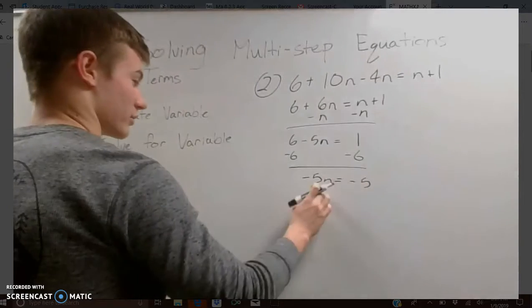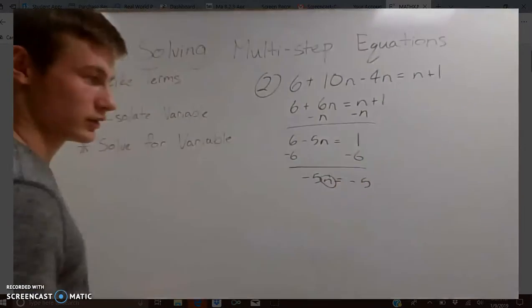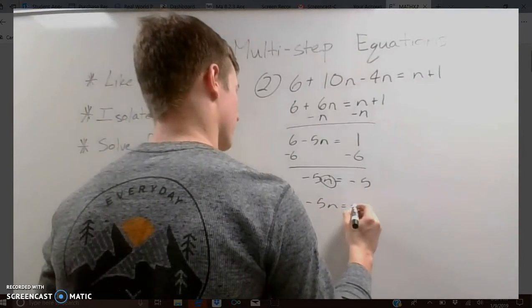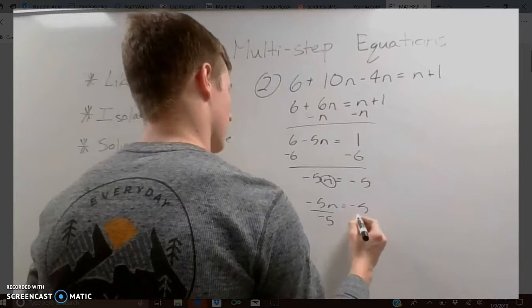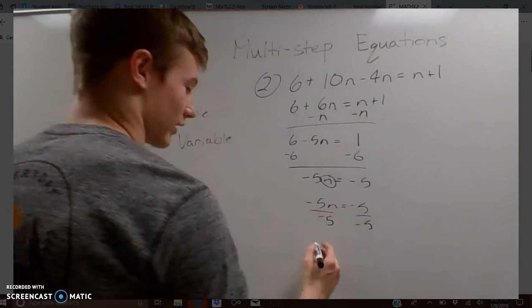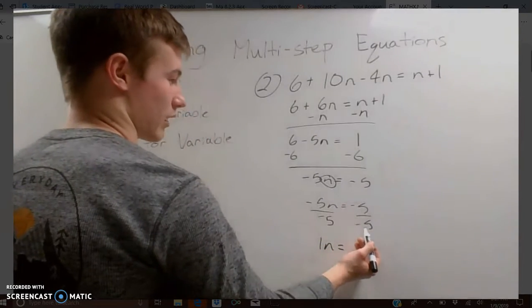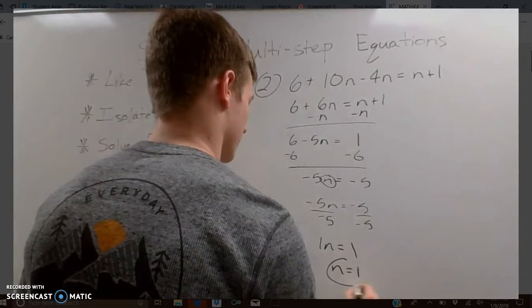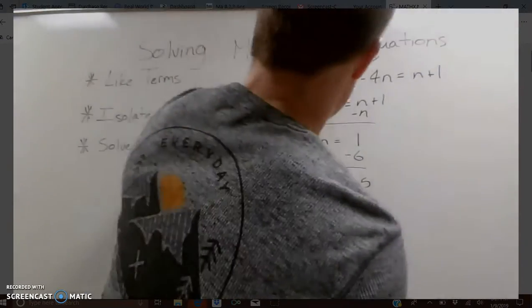So now we got our like terms on the same side. Now we want to isolate our variable. We want to isolate n. What we're going to do here, we have negative 5n equals negative 5. We're going to divide by negative 5 to get n alone. Negative 5 divided by negative 5 is 1. n equals negative 5 divided by negative 5, which is 1. Therefore, n equals 1. Here's number 2.